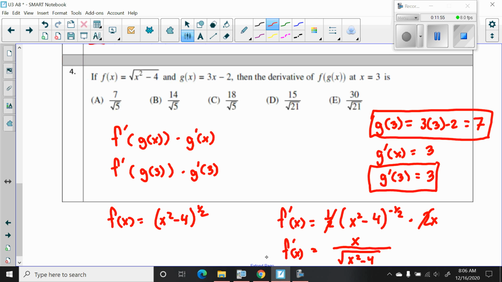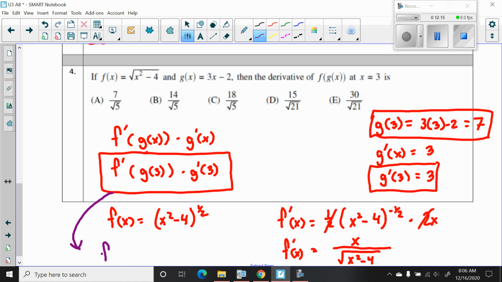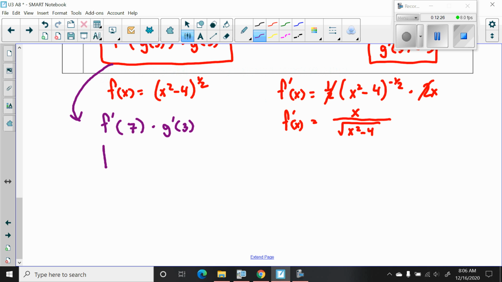Okay, well, let's find this out. So remember, we're doing this. So f prime of g of 3. Well, the g of 3 is 7. So it's f prime of 7 that we're looking for. And I guess we can make a note of that. f prime of g of 3, which is 7, times g prime of 3, which is 3. So it's f prime of 7 times 3. Okay, well, let's find out what 7 is when we plug it in over here.